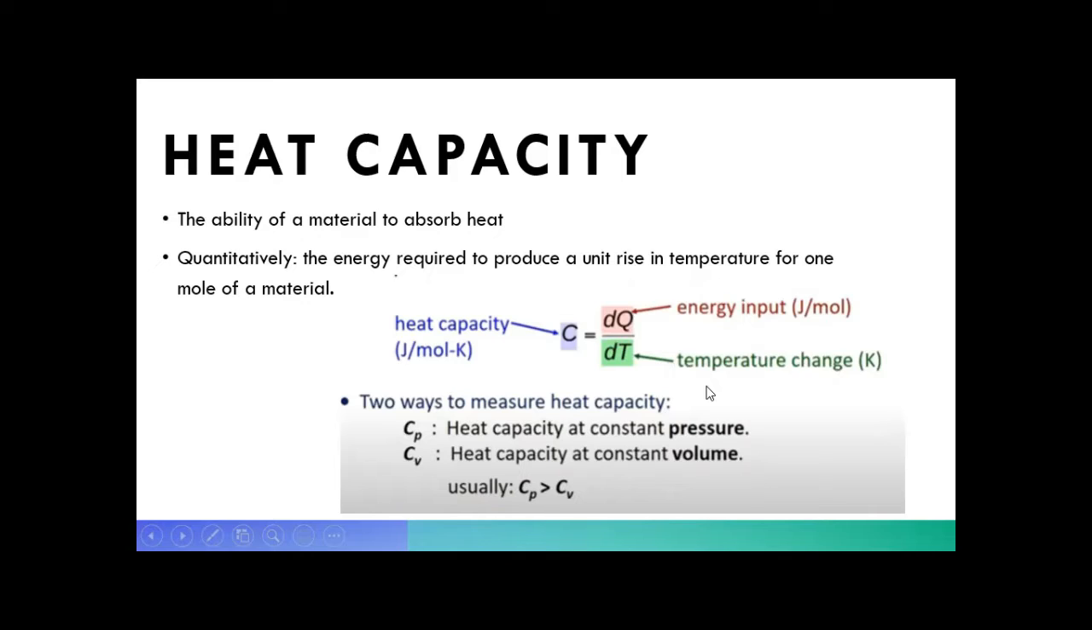There are two ways to measure heat capacity. Number one is heat capacity at constant pressure, or CP. Number two is heat capacity at constant volume, or CV. So most of the time, CP is always larger than CV.